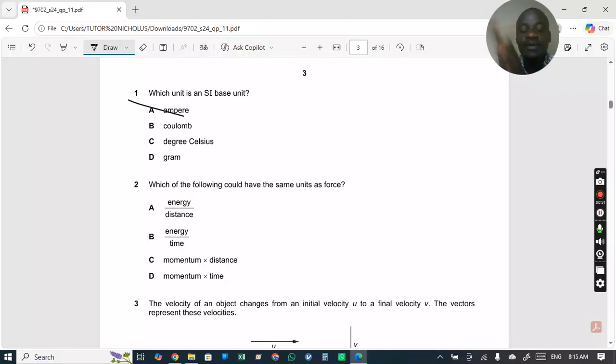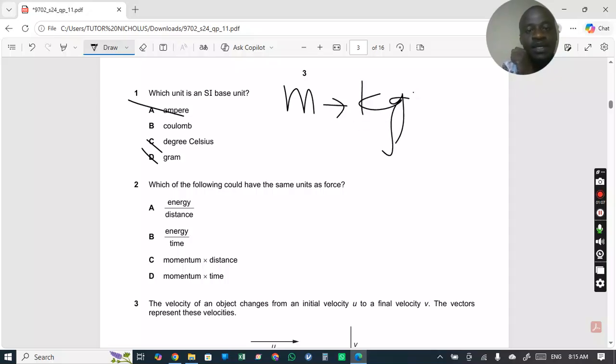So when you look at Coulomb, that's electric charge, right? Degrees Celsius, that's temperature. When we talk about grams, that's for mass. So mass is the quantity of matter in an object. Its SI unit is kilogram, okay?